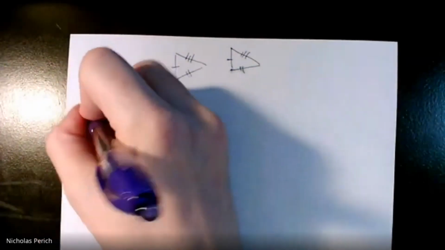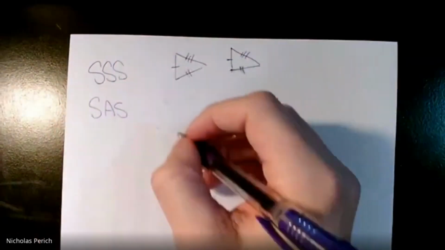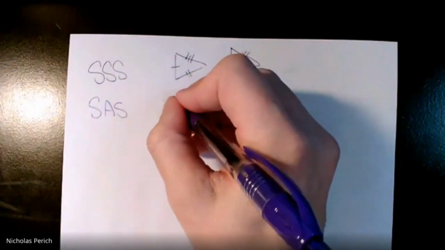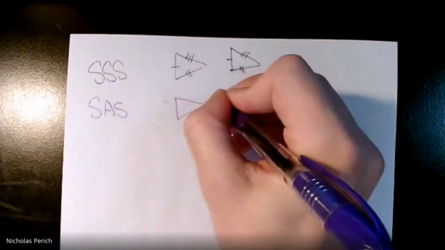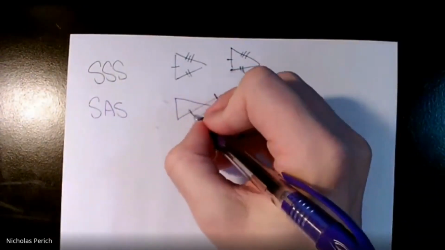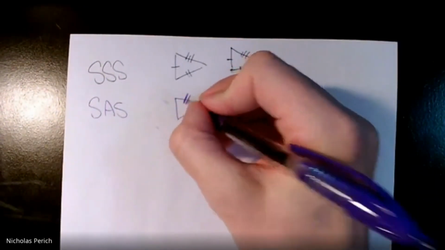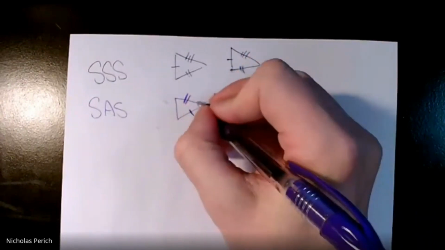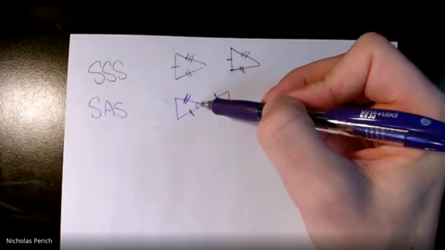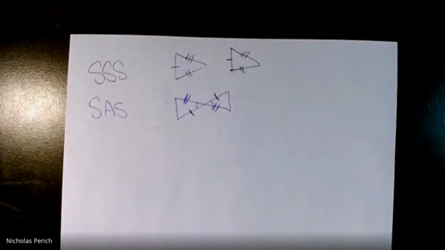You have SAS. So if you can prove that that side is congruent to that side and that side is congruent to that side, and you have vertical angles, then what you have is a side with an angle in between another side. That's SAS.